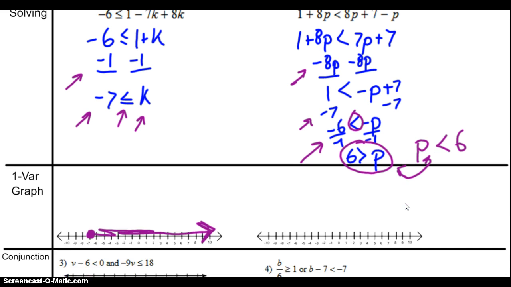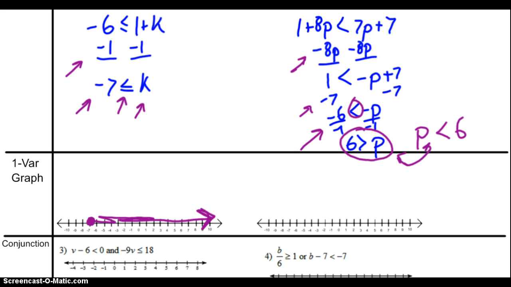But there is a difference on how I'm going to make my one variable graph. I go down to 6, so here it is, but I'm not going to make a closed circle because this says 6 is greater than p, but not equal to. So p cannot equal 6, so I put an open circle, okay? And then, since p has to be less than 6, I'm going to draw my line this way to signify that any number that is less than p but not equal to p will work.